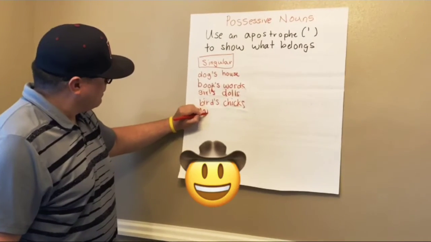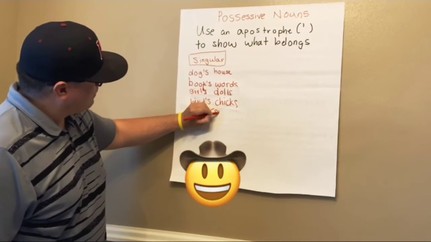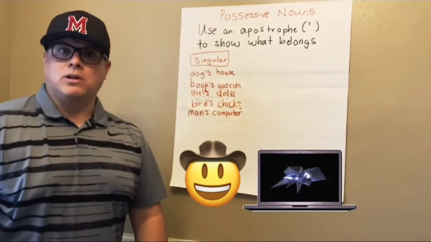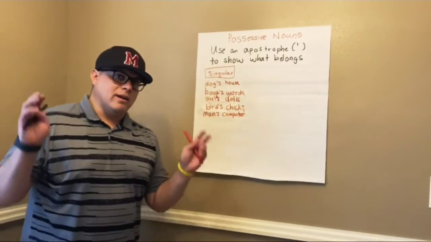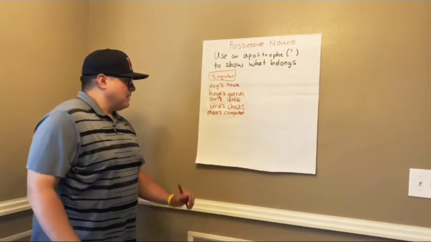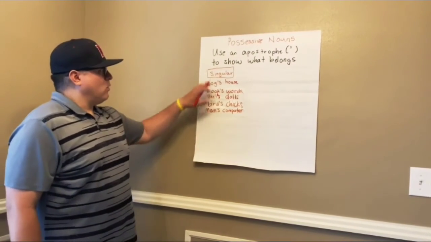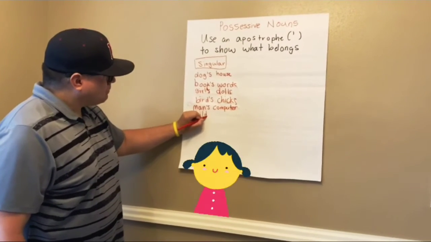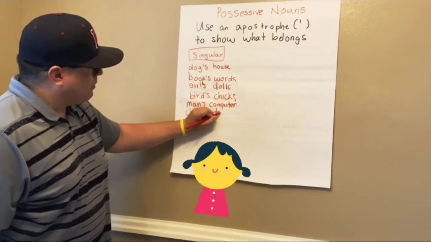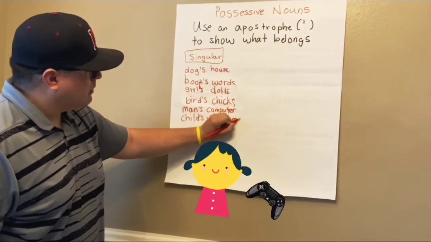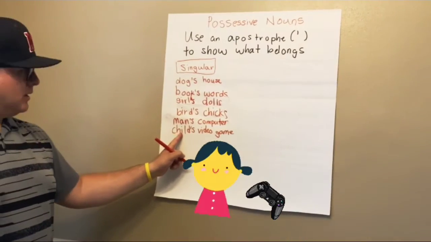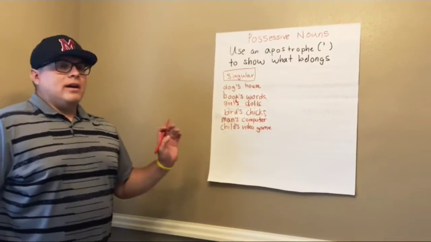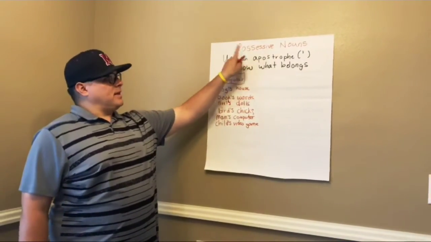Man's computer. Man, apostrophe S, computer. Again, we're talking about singular. Singular means what, everybody? One. Okay, we'll do one more example for singular possessive nouns, and that's going to be child's video game. Okay, just one child. So child, apostrophe S, video game.